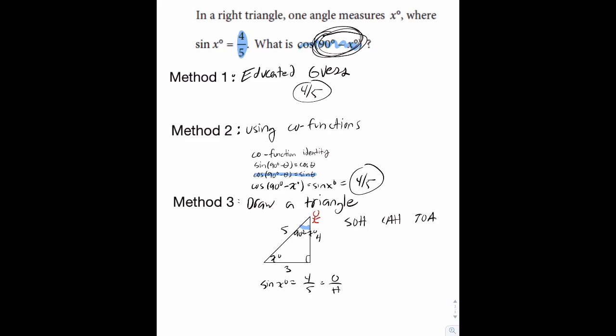Imagine you're standing at the red man. Now this 4 right here, that actually becomes your adjacent. The 3 is your opposite, and this 5 is your hypotenuse, which means if you want cosine of 90 minus x, we're going to use the red letters for a over h, which is 4/5.